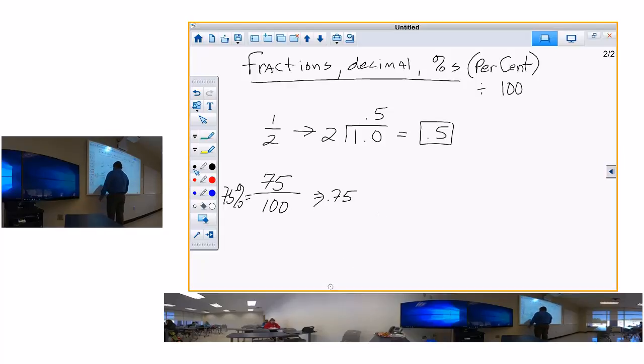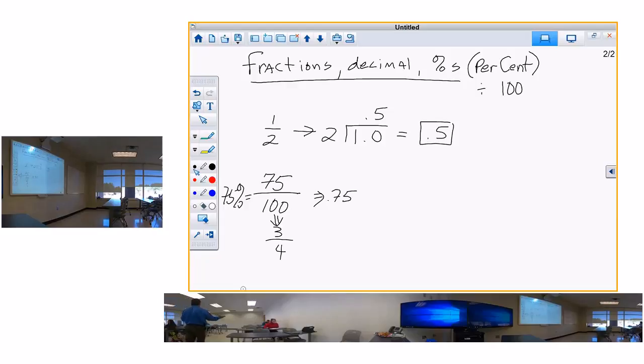well, that would be pretty much it. I could change it into a fraction right here and reduce it. 25 will go in here 3 times, and then what, quarters? So there I changed it into a fraction. So I can go either way. So that's changing a percent to a fraction or a percent to a what? Decimal. This should be old stuff. This should be, oh yeah, I remember doing that in basic math. Or I remember doing that in pre-algebra or algebra 1. So all this should be like, I remember.